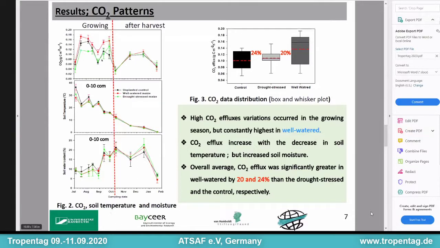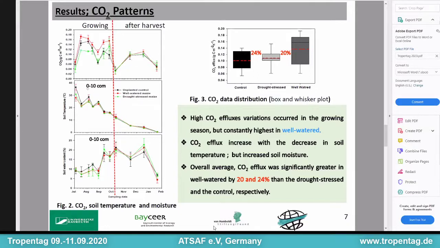My second figure is showing the pattern of CO2 emission. So the red color is showing the well-watered, the black is the unplanted control, and green is drought stressed. And we can see that during the growing season there's a lot of variation in the CO2 emission, but it's constantly higher in the well-watered. After harvest, this is the harvesting time, there is no significant difference in CO2 emission after we remove the maize.